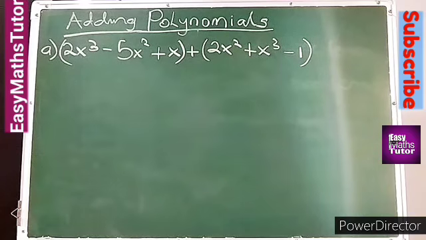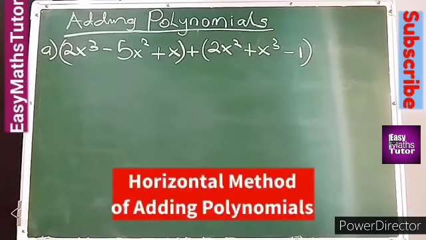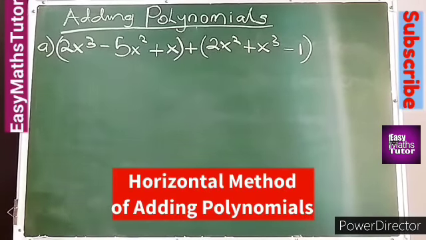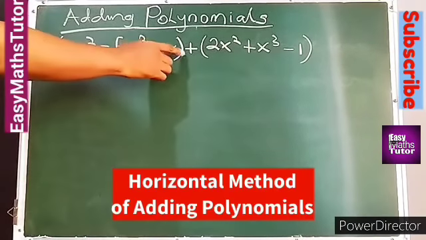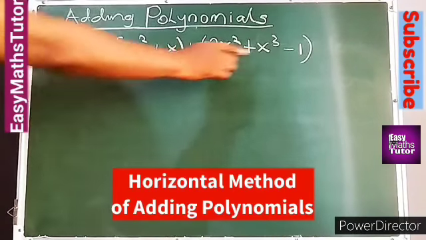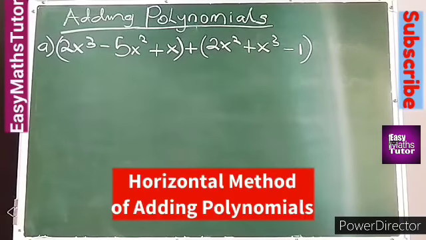Okay, welcome back. So, adding polynomials. We're going to add polynomials in a horizontal format. Now the horizontal format involves arranging the terms, the additions, into like terms. So first of all, we'll open up the bracket. Since it's a plus sign, if we open up this bracket, nothing much will happen to this polynomial.